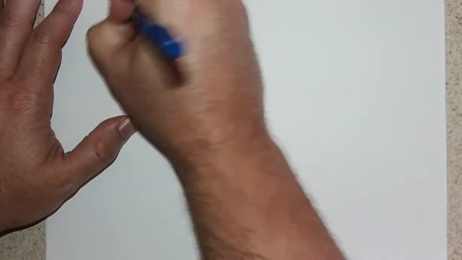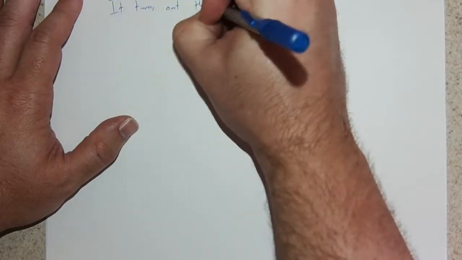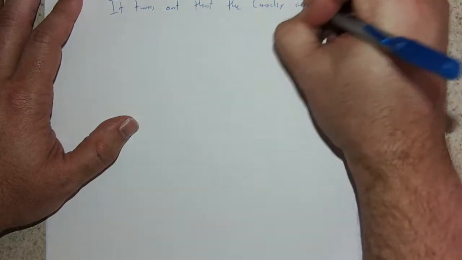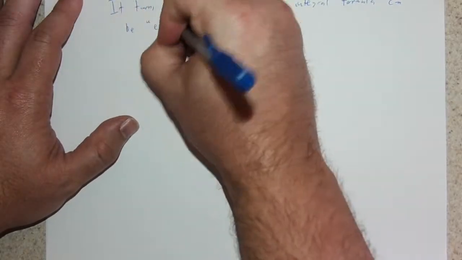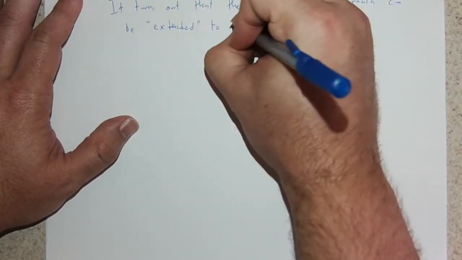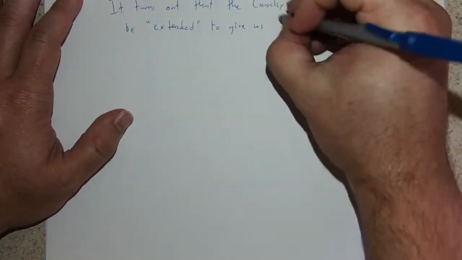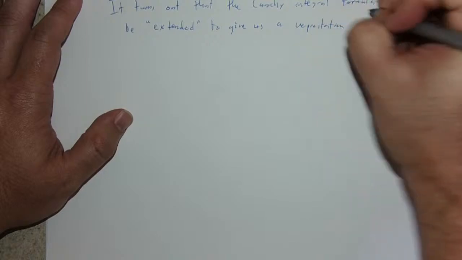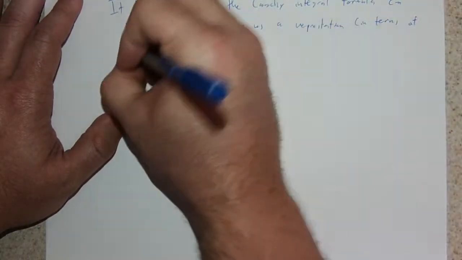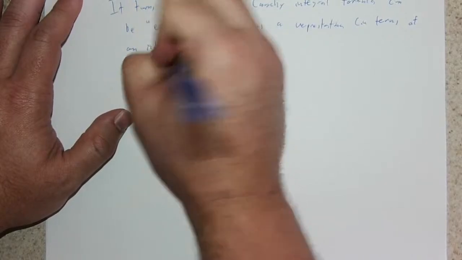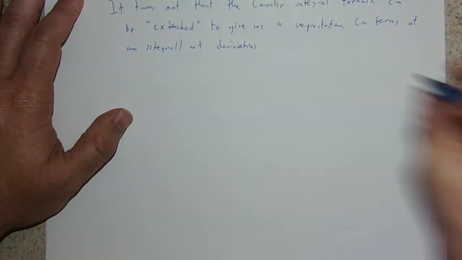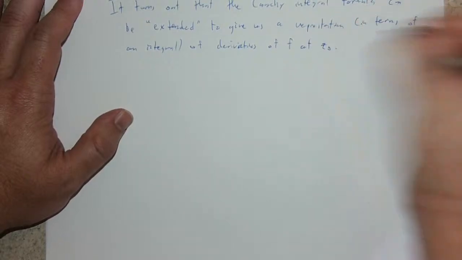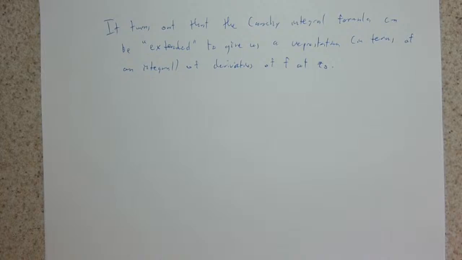And so it turns out that the Cauchy integral formula can be extended to give us a representation in terms of an integral of derivatives of f at z naught. This is really, really nice because this is going to give us all of those nice facts.